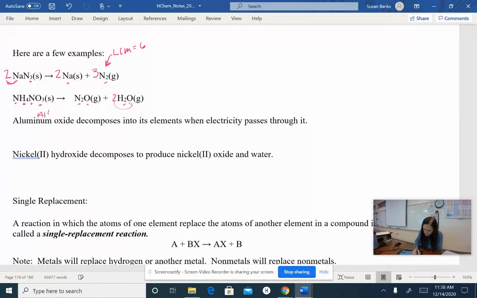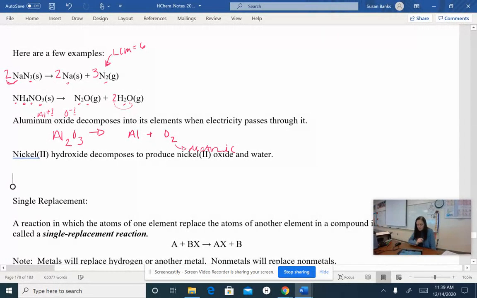All right, aluminum oxide. What's the charge of aluminum? Did you say +3? And oxygen, -2. It decomposes into its elements when electricity passes through it. So how am I going to put a 3 and a 2 together? That's right, 2 aluminums and 3 oxygens will add up to a total charge of 0. And it's going to break down to its elements. Why did I put O2? Do you remember? That's right, oxygen is diatomic. And because it's diatomic, it comes in groups of 2.